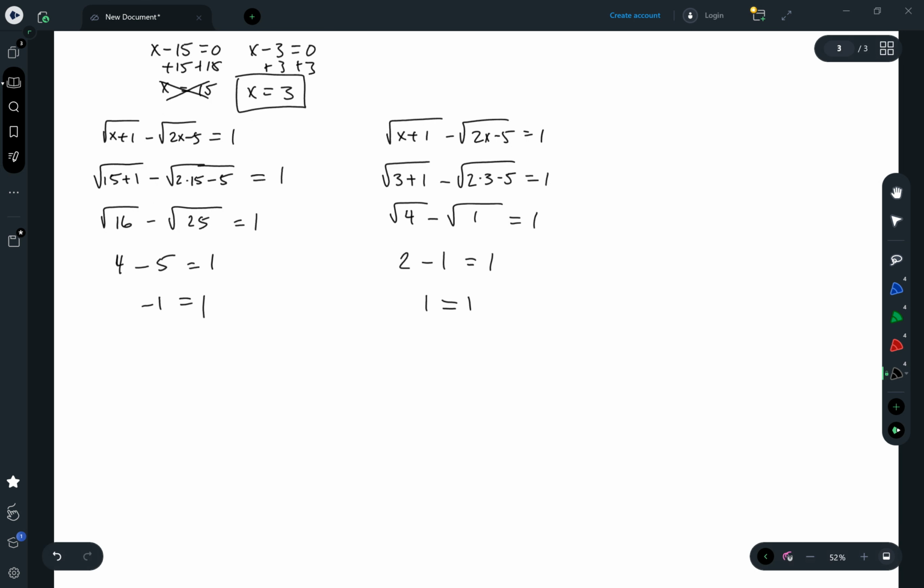Remember, you must check both solutions. Both can be solutions or one may not be.